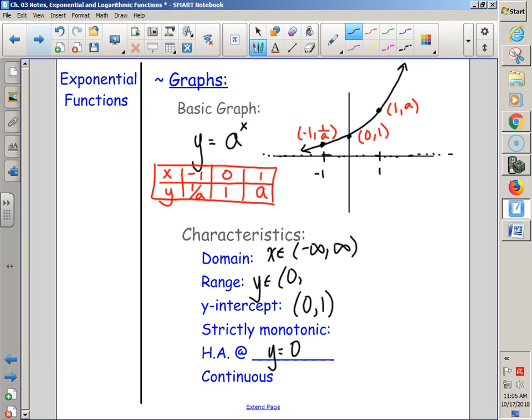Why? Well, if it was negative 10, 1 over a to the 10th, it's just going to keep getting smaller and smaller and smaller, but never hitting 0. You can never raise something to a power and get 0. Strictly monotonic.